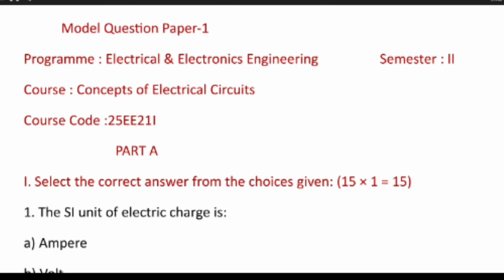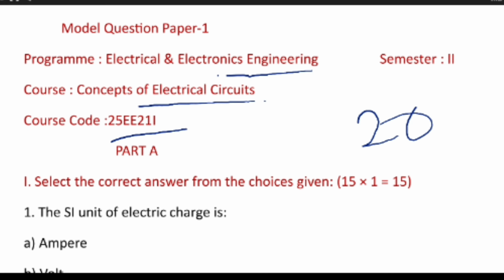This is model question paper 1, electrical and electronics engineering. The subject name is Concepts of Electrical Circuits and the subject code is 25EE21. If you read these three question papers, you will easily get 20 marks. For those preparing for passing marks, this video will be helpful to get 20 marks for sure, but you have to read all the questions properly.